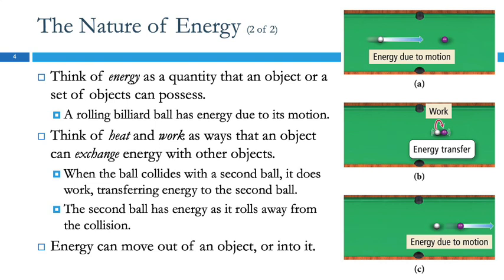So we can think of energy, because this is confusing. There's heat and work and energy, and they're all kind of squirrely to define, right? So let's think of energy as something that an object can possess, something an object can have. I think of energy as being a lot like money, right? You can have money, you can transfer money to another person. So a billiard ball rolling across a table has energy due to its motion. It has kinetic energy.